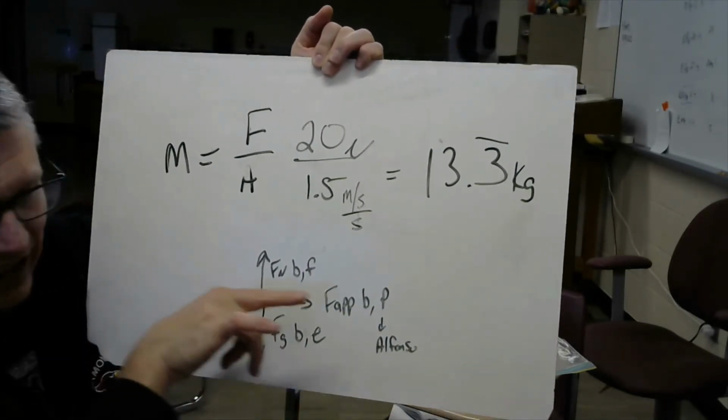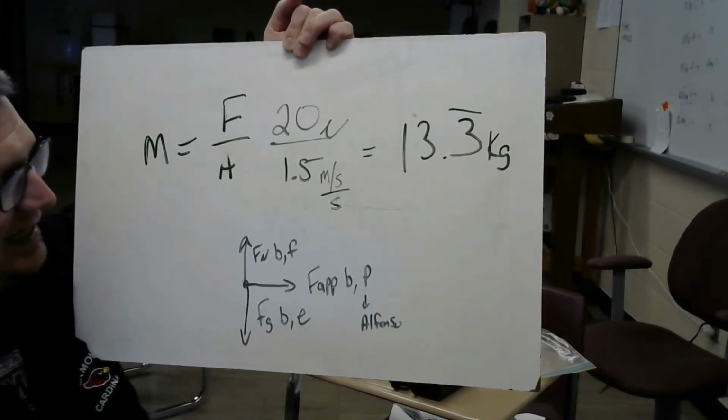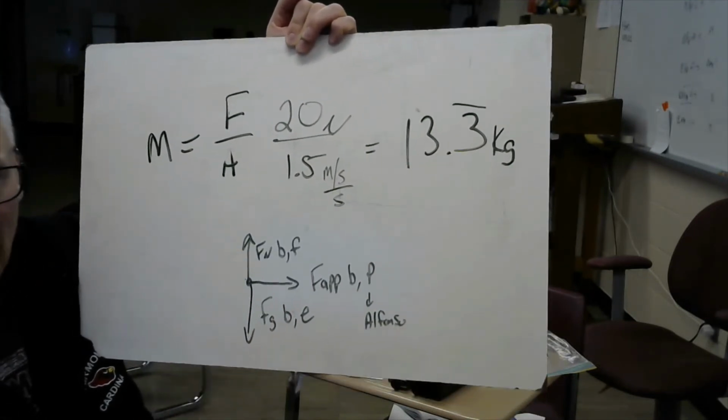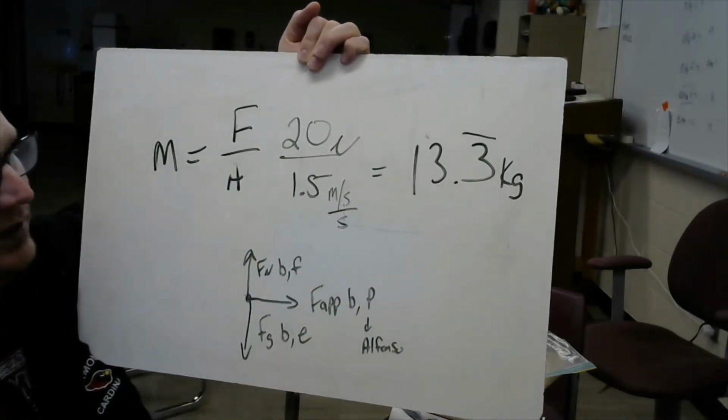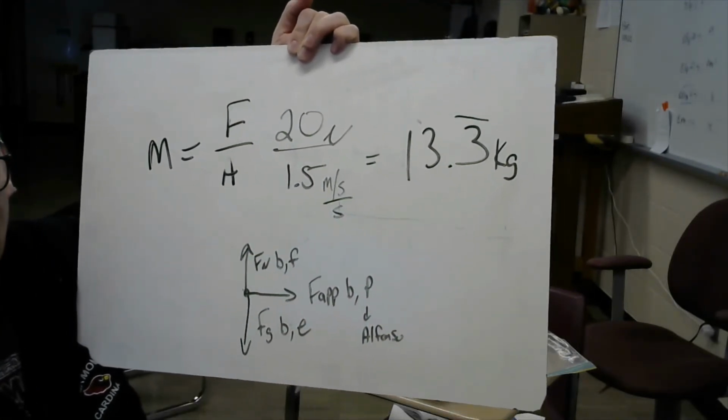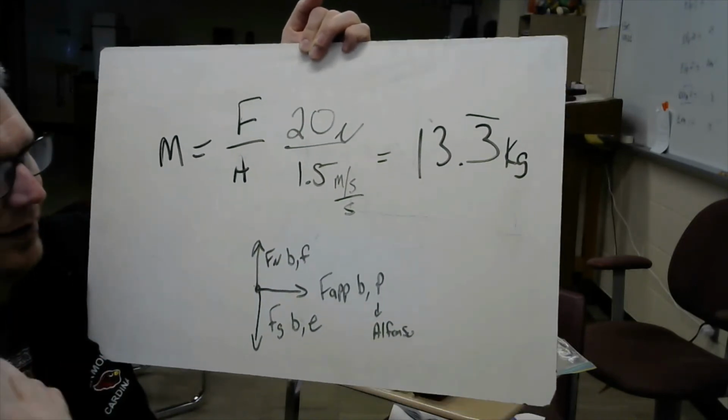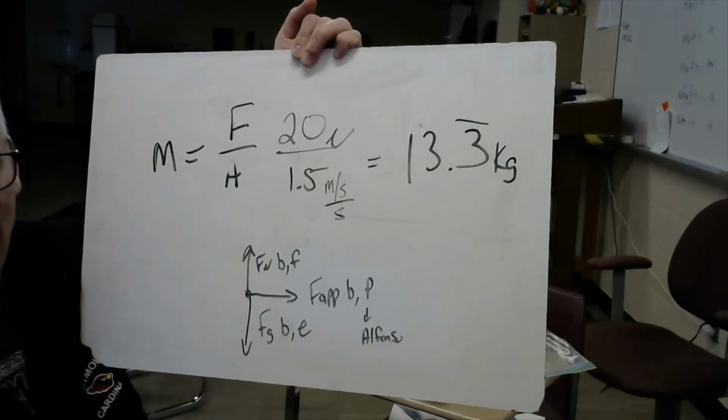So the force is going to the right. And in this case here, since they are unbalanced, as long as Alfonso can keep up that 20 Newton force, it's going to continue to accelerate at 1.5 meters per second, as long as Alfonso can keep up that force.